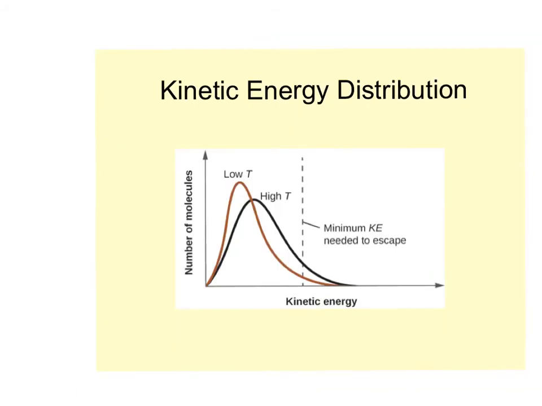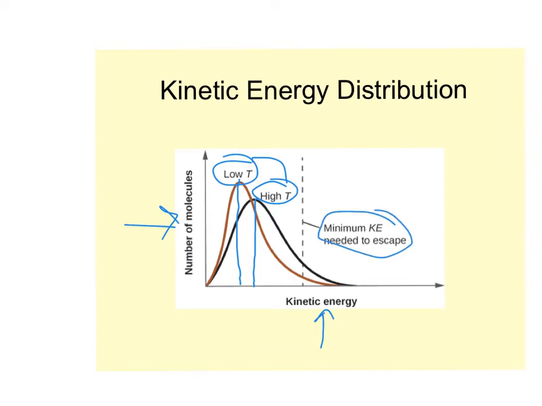So if we look at an energy distribution diagram, that's what we're looking at here. What you'll see is that we've got kinetic energy on the x-axis and the number of molecules on the y-axis. As you change temperature, as you put energy into a system and increase the energy, this population shifts from lower kinetic energy to higher kinetic energy. That also shifts the number that have enough kinetic energy needed to escape.